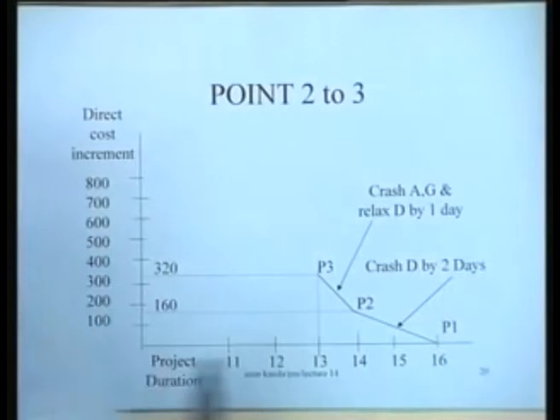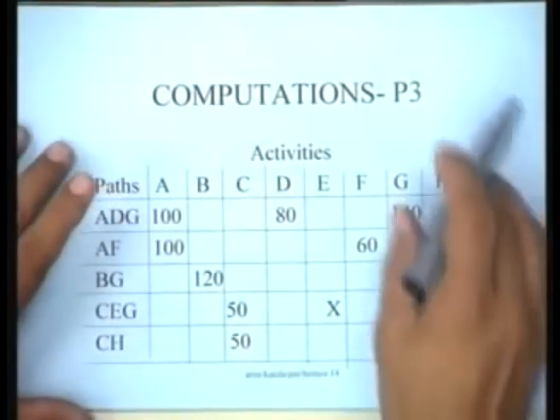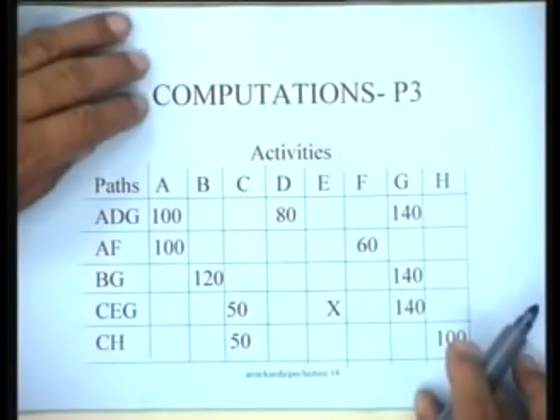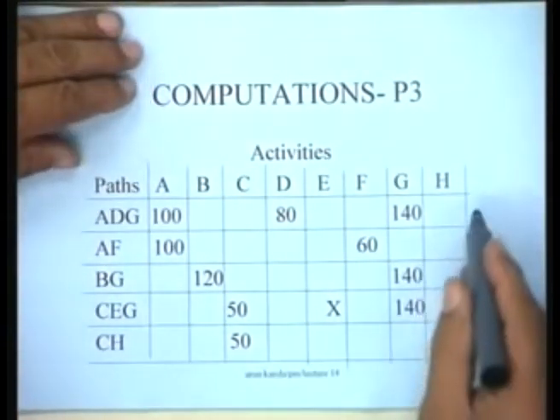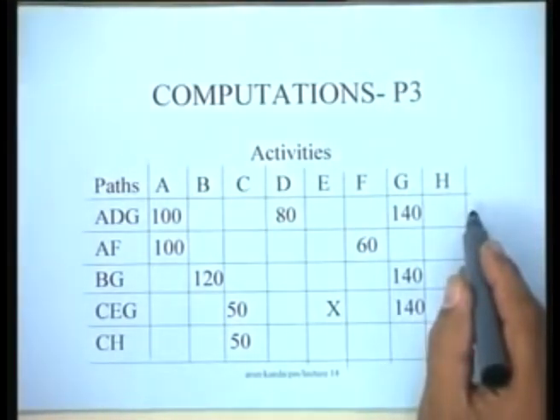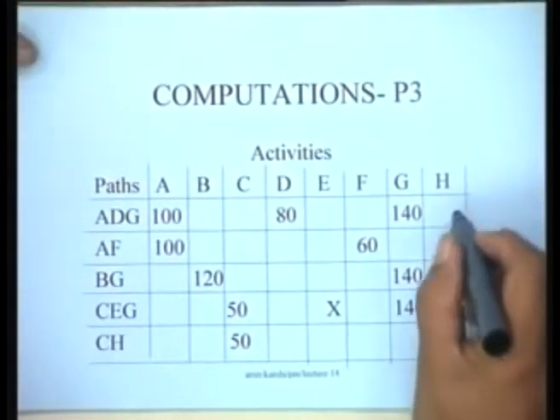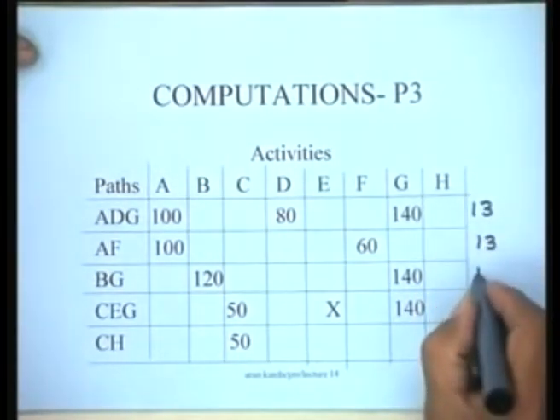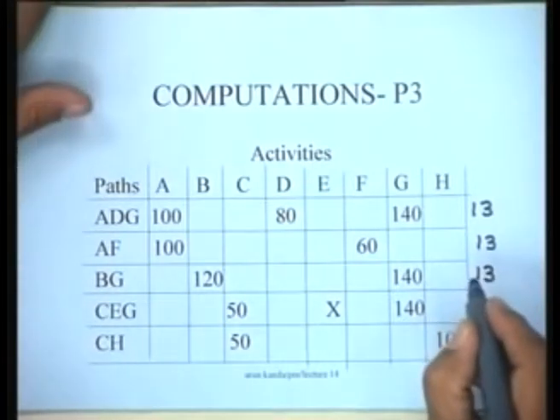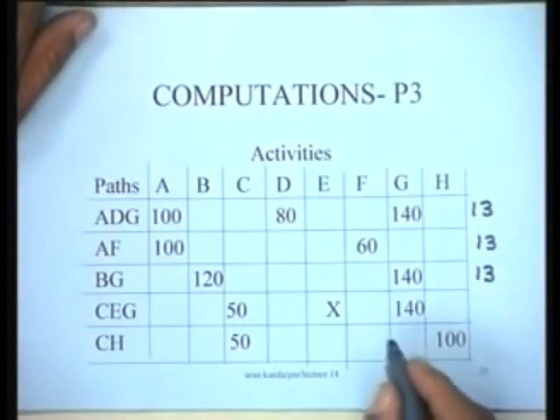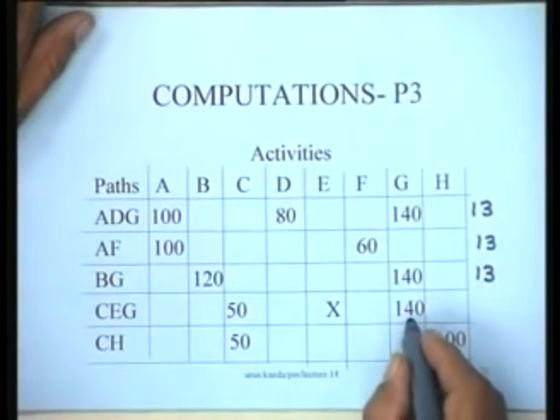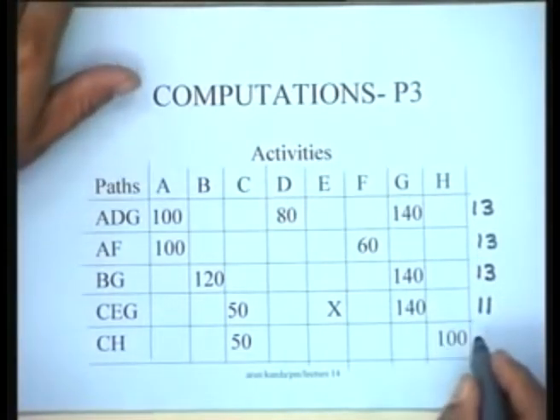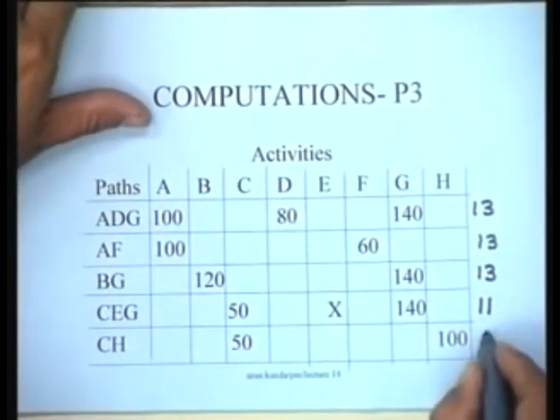So this is how we make a transition from point 2 to point 3. After we move, we are at point 3 now. Let us continue the logic. What we have done is crash A and G by 1 day and relax D by 1 day. So this path has become of duration 13, this path has become of duration 13, this path has become of duration 13, and as far as CEG is concerned, because G has been crashed by 1 day, this path has become 11, and this particular path CH remains unchanged at 5.